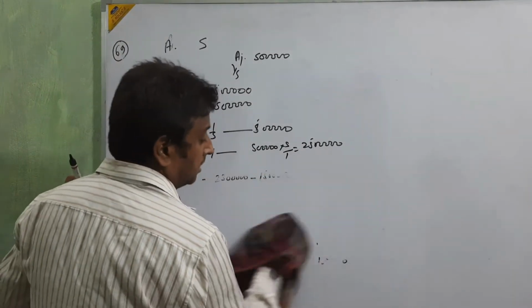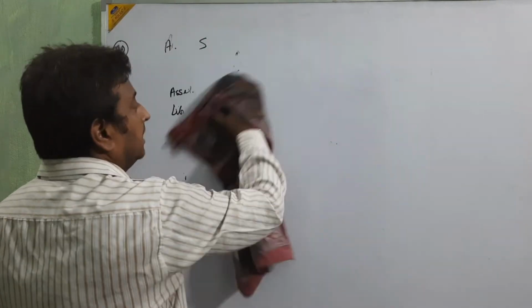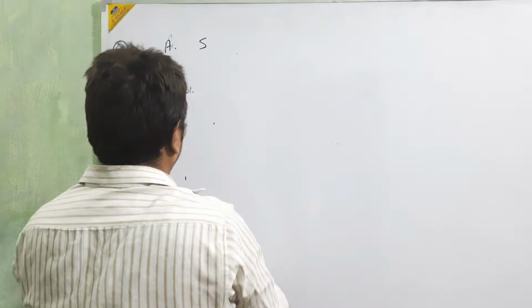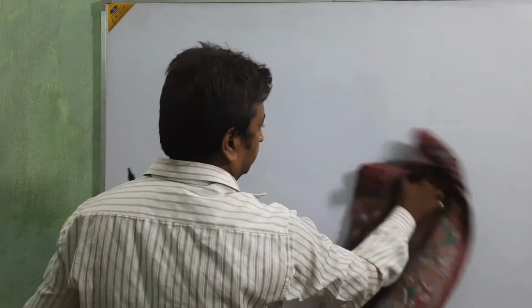Okay, beta. Now I am going to take one more question, by which it is easier for you to understand how to calculate the goodwill. Just ignore the next question. Go for the next.